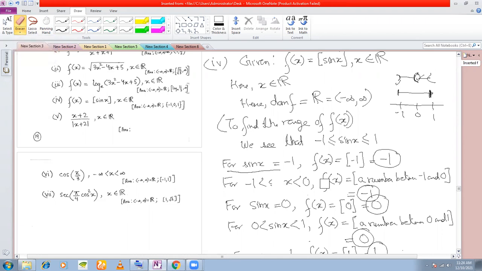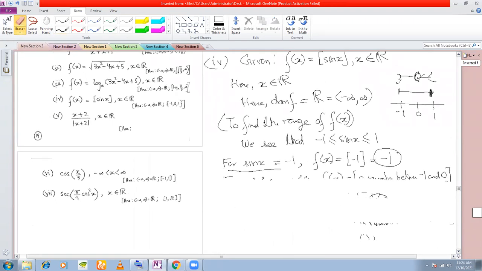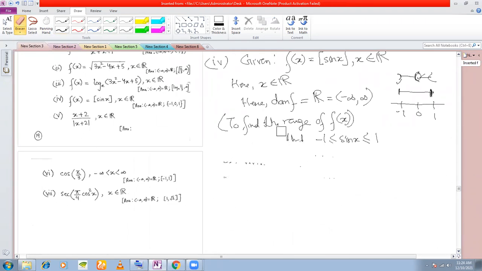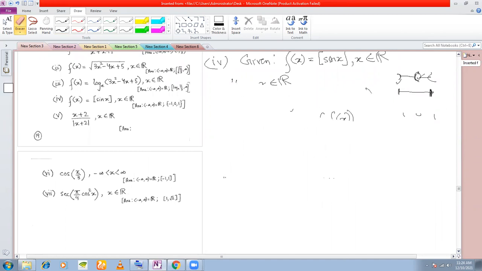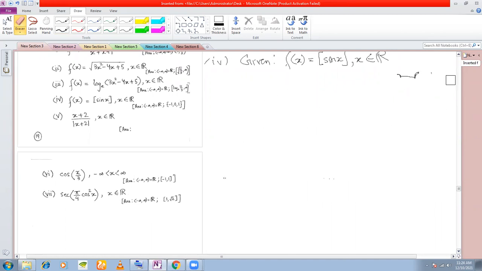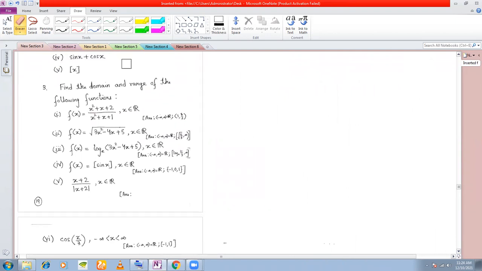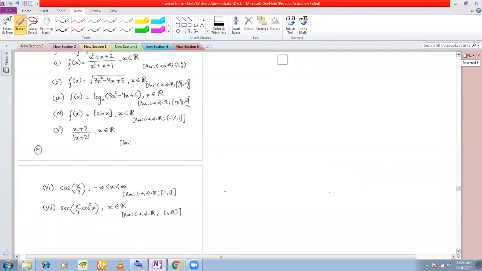The last problem from domain and range. Oh, this is the third last. Number 5. Given here, f(x) is equal to (x + 2) by mod (x + 2). Okay, again the mod function.